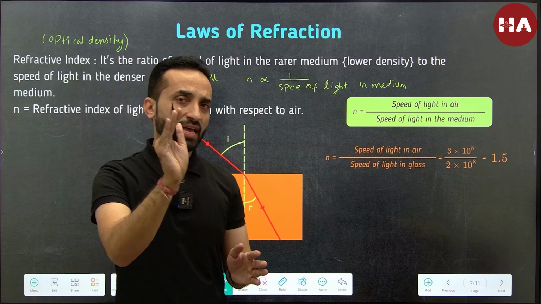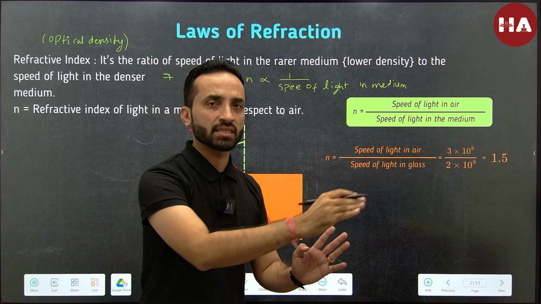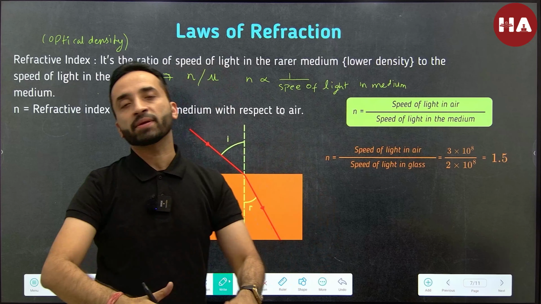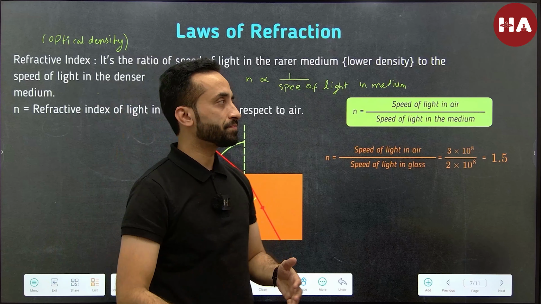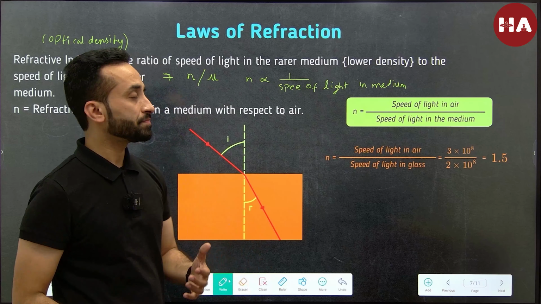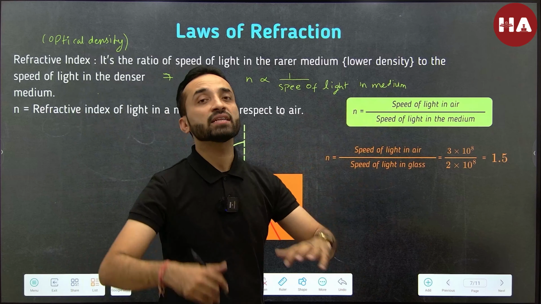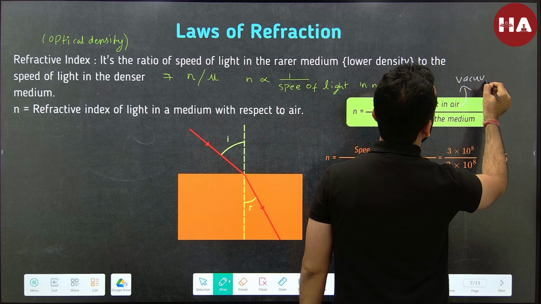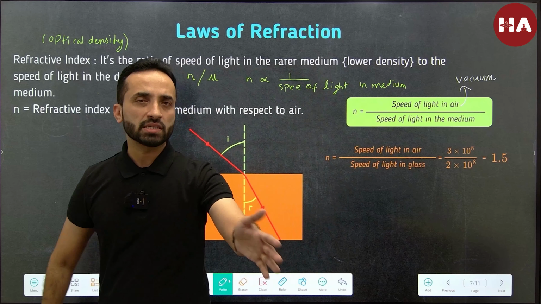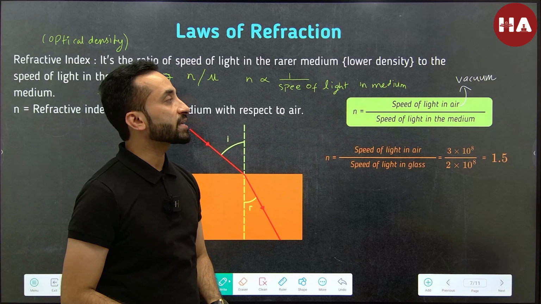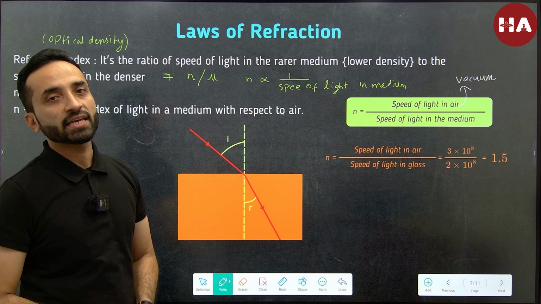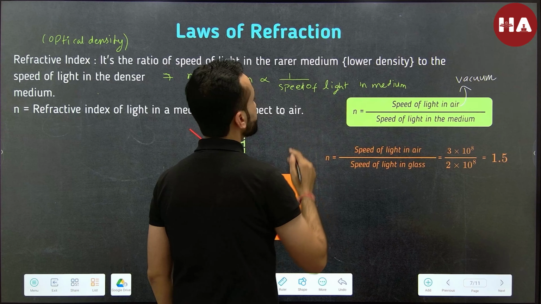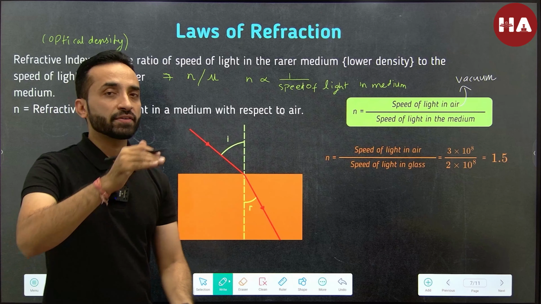Imagine, let's say, diamond and vacuum. In vacuum light travels fastest, in diamond it is slower. So, diamond will be treated as a denser medium as compared to vacuum. So, we define refractive index as the speed of light in air, and by air we definitely mean vacuum here, because vacuum and air are almost the same, there is hardly any difference. So, speed of light in vacuum divided by the speed of light in the medium. For example, if we have more speed of light in the medium, then the refractive index is less.